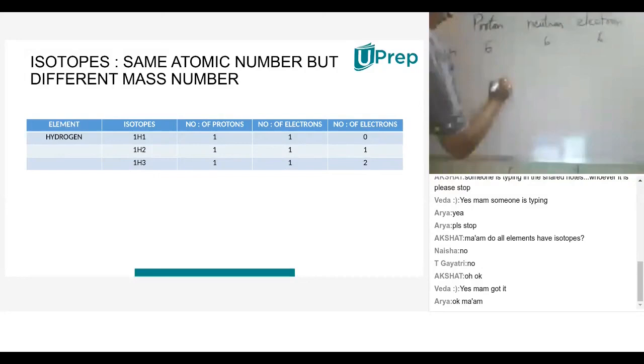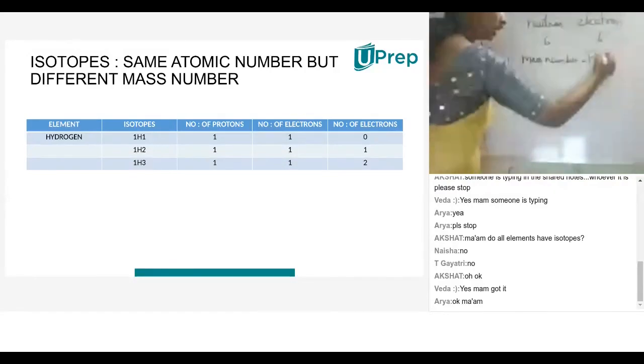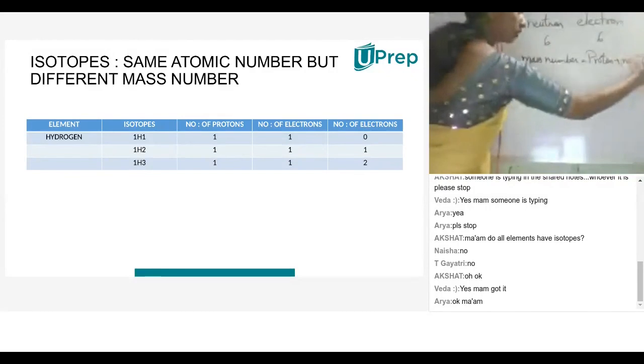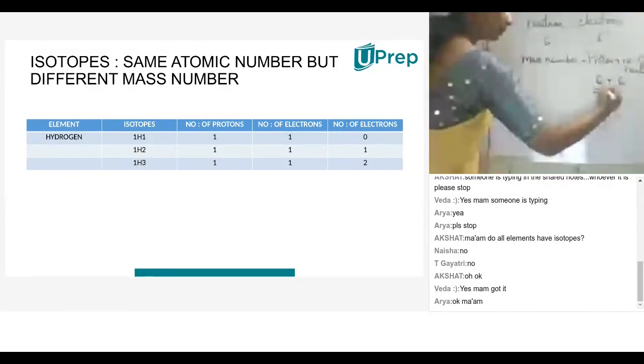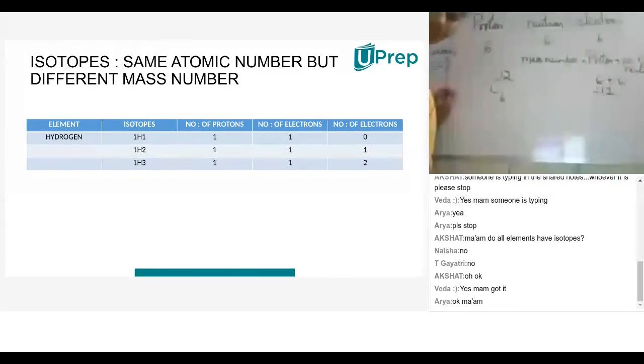I'll write the element in the full representation of the element, like 6. So what is the mass number at the top? Mass number is nothing but the number of protons plus the number of neutrons. Understood? So proton is 6, neutron is 6, combined to form 12. This is the mass number.